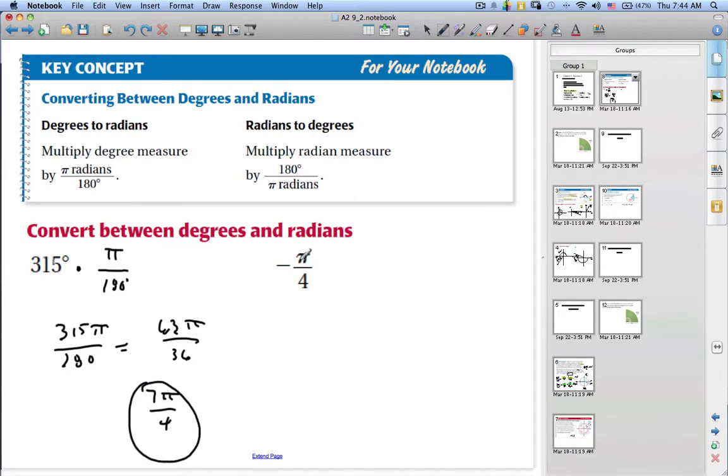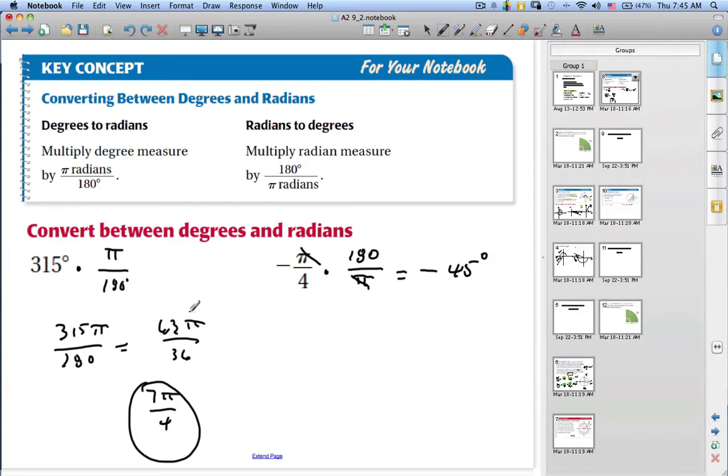Okay, if I want to convert from radians to degrees, I multiply by the item that's got pi in the denominator, because the pi's will cancel. Negative number times a positive number is going to give me a negative number. And 4 goes into 180 45 times, right? So negative 45 degrees.